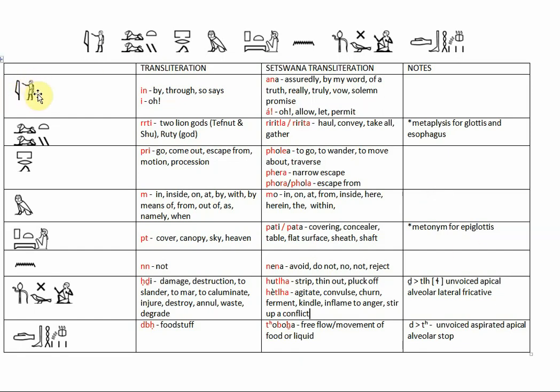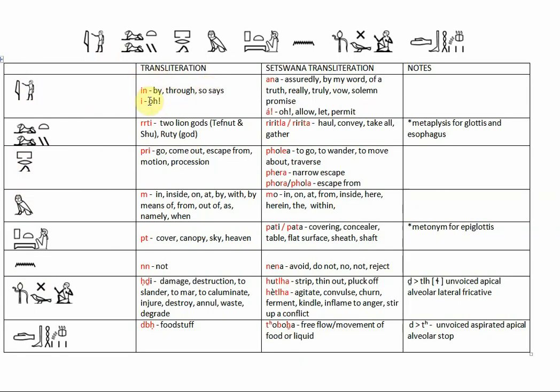These are the glyphs. This set of glyphs, we're not touching too much on this one, and this one, because they've already been discussed in previous presentations. But what do they mean? In, by, through, so says. E, which also means O, is an exclamation.